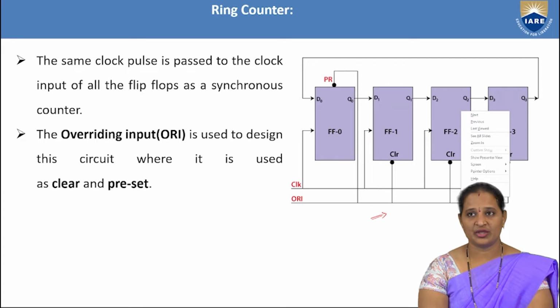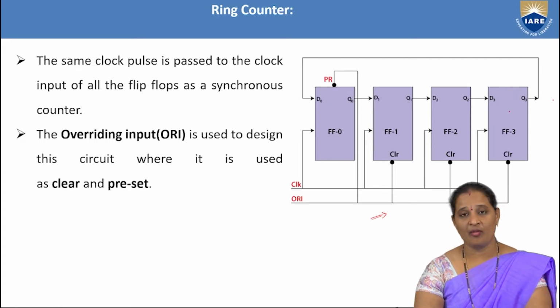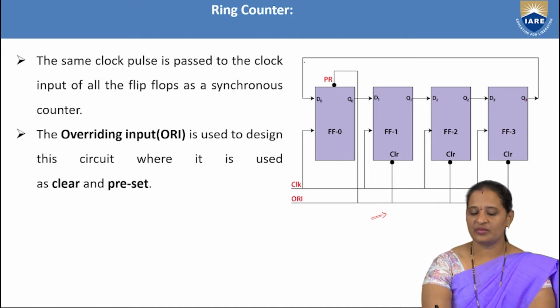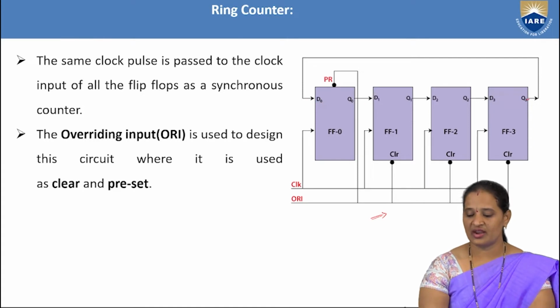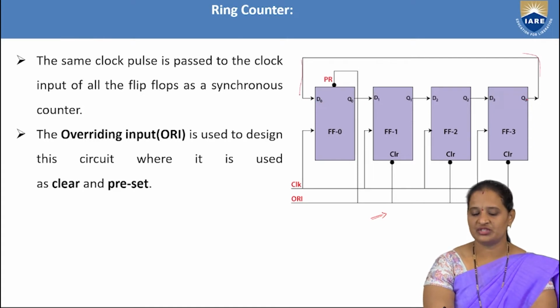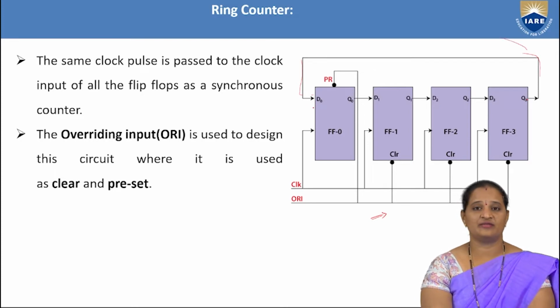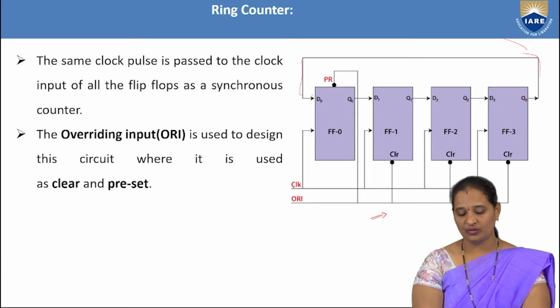As I said, in a shift register we take the output from the last flip-flop, whereas in a ring counter the output of the last flip-flop is again given as feedback to the first flip-flop. So this is the feedback connection, provided from the last flip-flop output to the first flip-flop input.